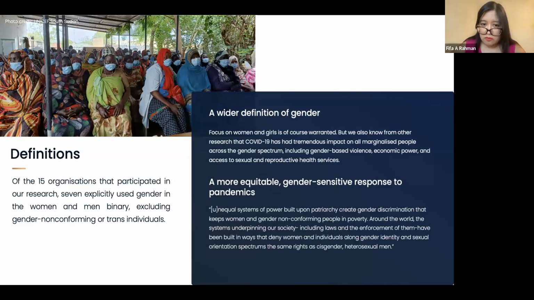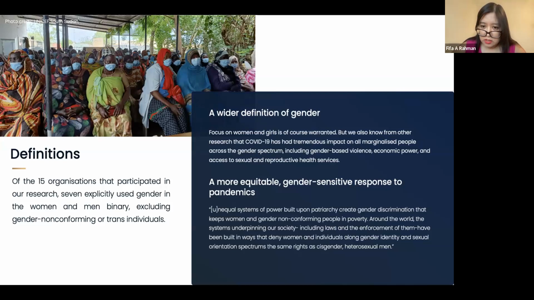And of course, focus on women and girls is absolutely warranted, and there are particular issues and concerns related to women and girls' access that are important and have to be dealt with. But we also know COVID had a tremendous impact on all marginalized people across the gender spectrum, including in gender-based violence, economic power, and access to sexual and reproductive health services.